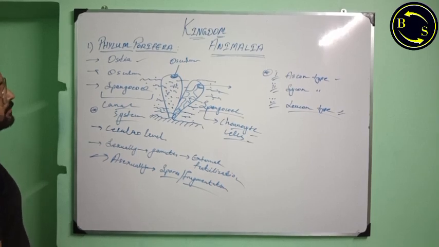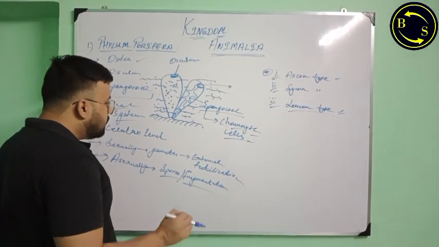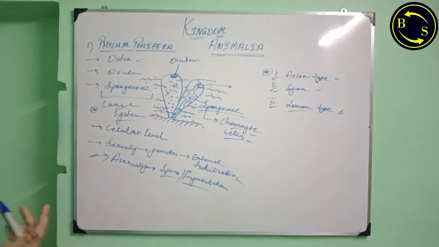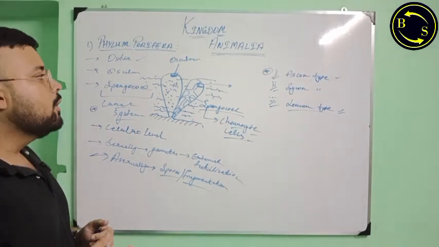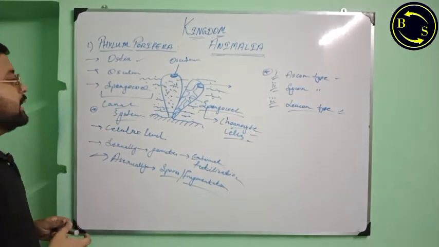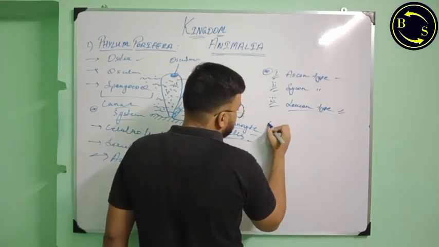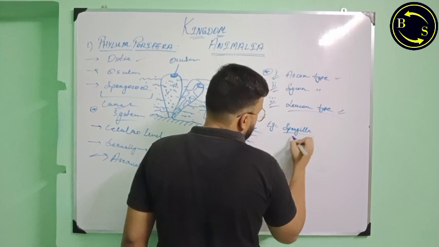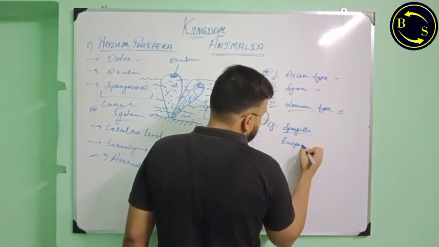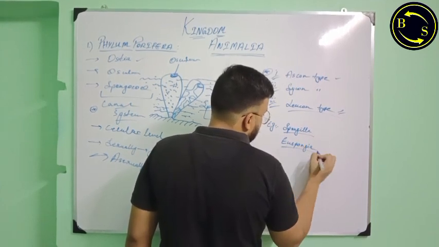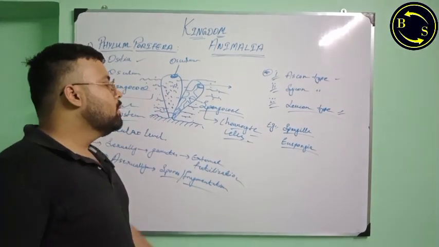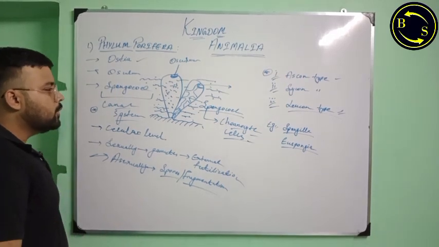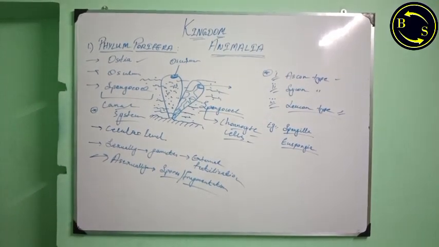Sometimes the sponges' bodies are covered in tiny spicules or spike-like structures formed by deposition of mineral salts such as calcium carbonate. However, this is not found in all sponges. Examples: Spongilla, Euspongia, or the bath sponge. There are a lot of examples, but we'll discuss only the important ones: Spongilla and Euspongia. So this is all about phylum Porifera.